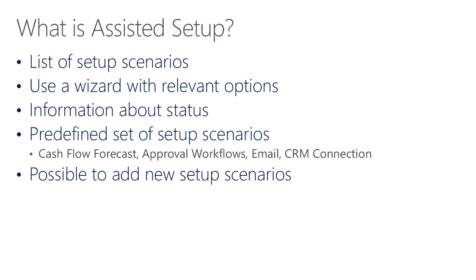So the assisted setup is basically a way of showing all the wizards, or some of the wizards, in the system with a status. In the status, it'll say completed or not completed. Based on that information, you can go in there and trigger that setup wizard to help you complete the setup task. It's a predefined set of setup scenarios. You have one for cash flow, for approvals, for email, et cetera, and you can add your own for your own setup.